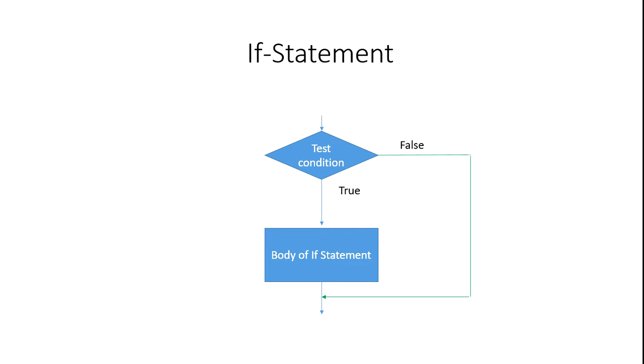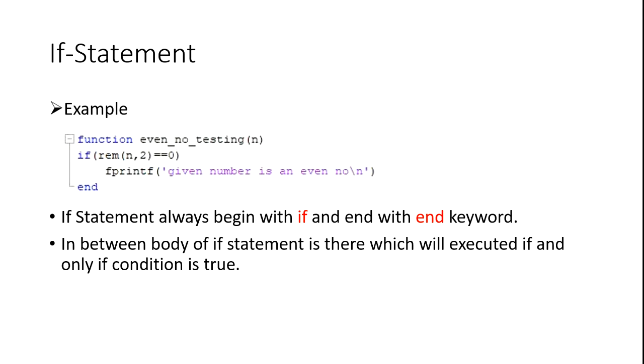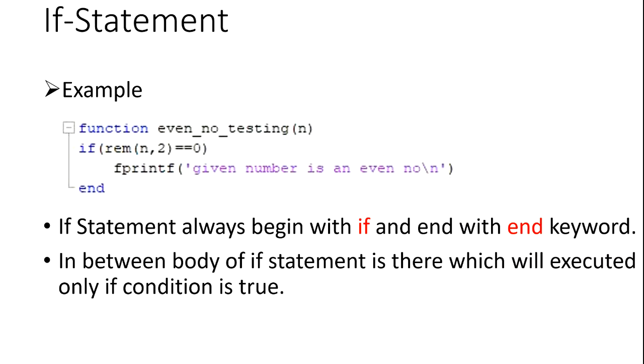Here, for example, I wrote one simple program which tests whether the given number is an even number or not. It simply divides a given number by 2 and checks the remainder. If it's 0, then it's even, and if not, then it's an odd number. So here, rem, or you can say remainder, is a MATLAB built-in function which will divide n by 2 and get the remainder as an output or result, which is going to be compared with 0. The double equal to symbol means compare it with a given number.